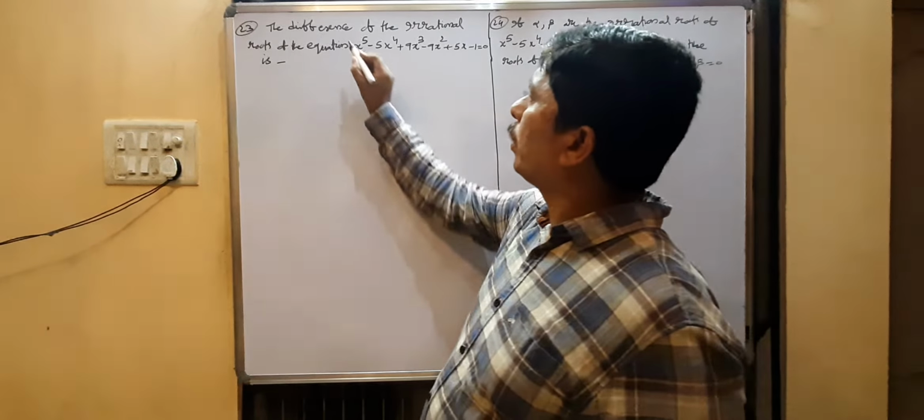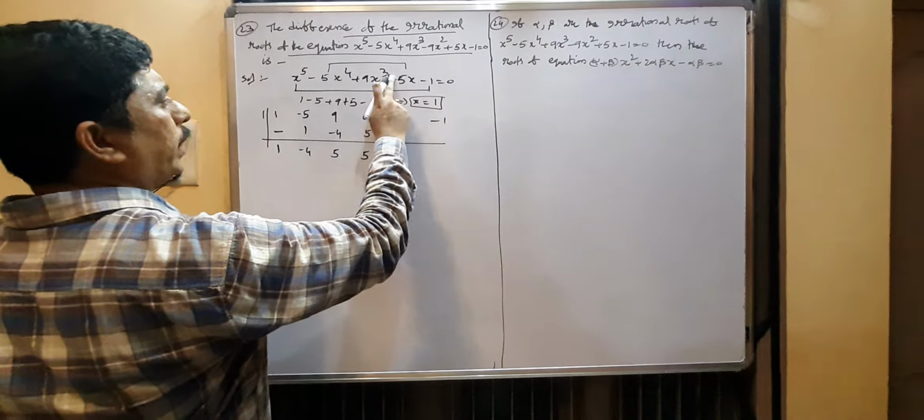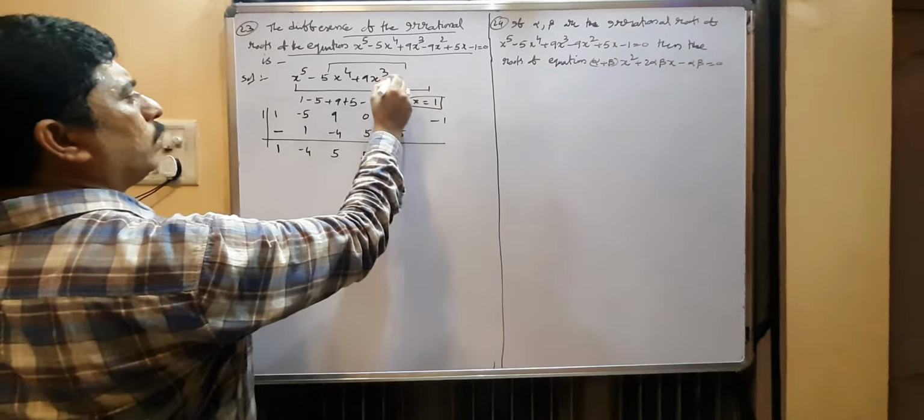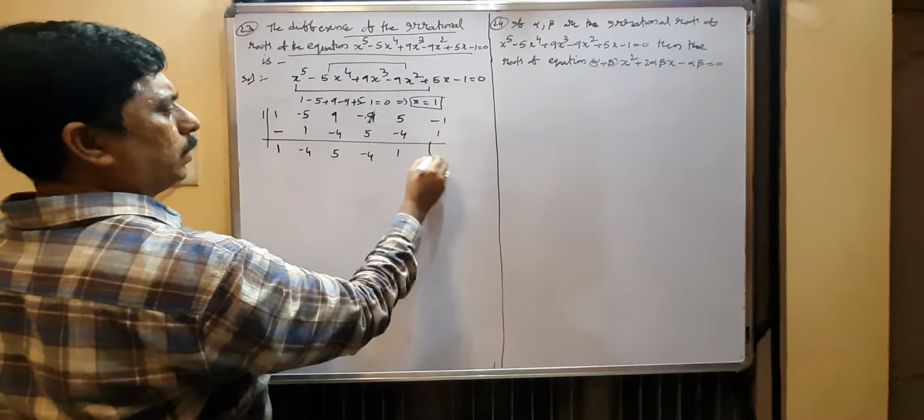Once again, I forgot to write the minus sign for the x square term, sorry: minus 9x square plus 5x minus 1 equal to 0. So this is minus 9, minus 9 plus 5, so we can write minus 4, then 1, 1, 0.